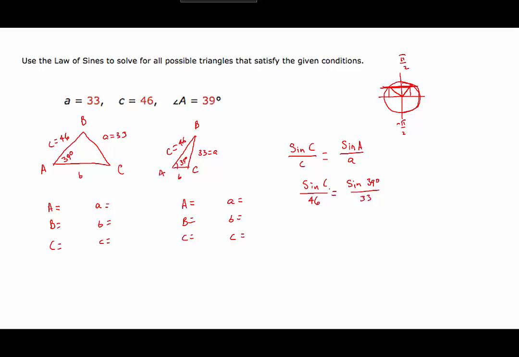Now we'll solve for angle C. So we'll multiply both sides by 46. And we'll have the sine of C is equal to 46 times the sine of 39 degrees divided by 33. And then we will use the arcsine function. So C is equal to the arcsine or inverse sine of this ratio, 46 sine 39 degrees divided by 33.